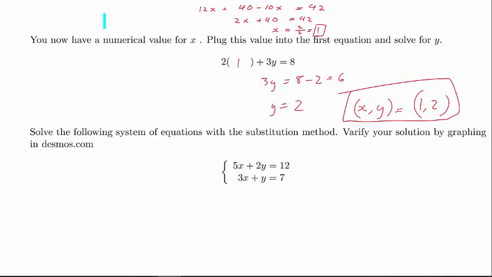Alright, so now we're going to do the same trick, the substitution method. We're going to go ahead and solve equation 2 for y. So we do this, we get y equals 7 minus 3x.